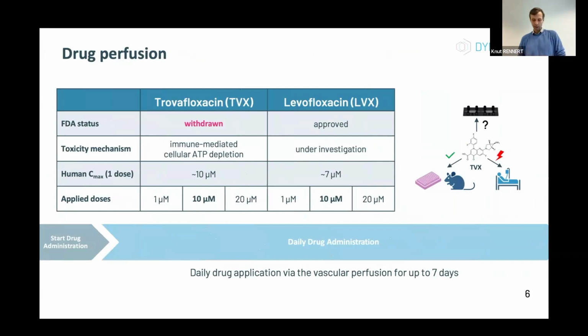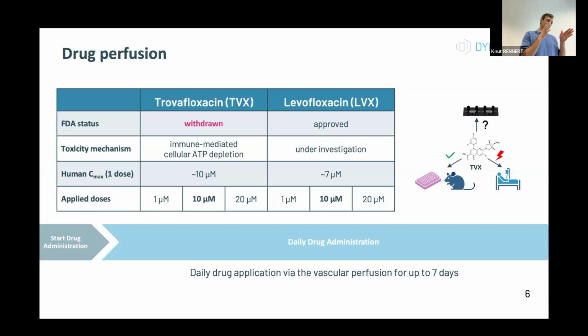Trovafloxacin is an antibiotic that was approved in 1997. Two years later, it was withdrawn from the market because there were over 140 severe adverse hepatic effects, and 10% of those showed acute hepatic toxicity. That's why it was withdrawn. In the following years, the toxicity mechanism was analyzed. It is an immune-mediated cellular ATP depletion.